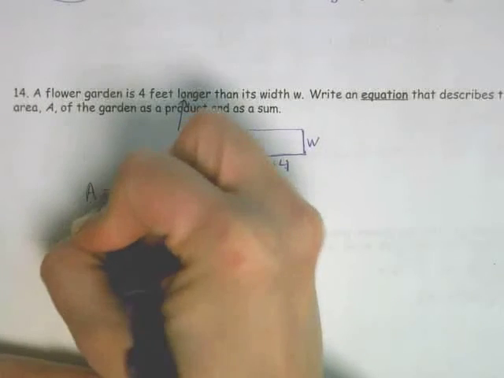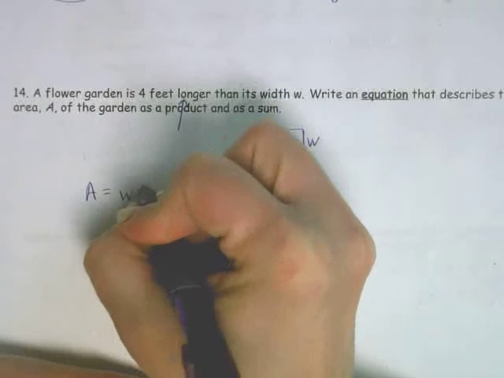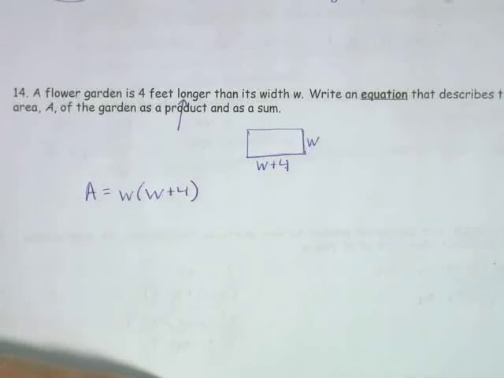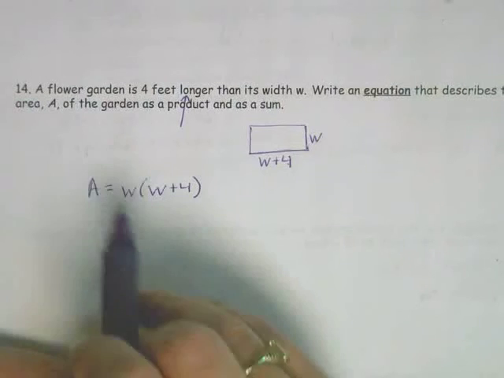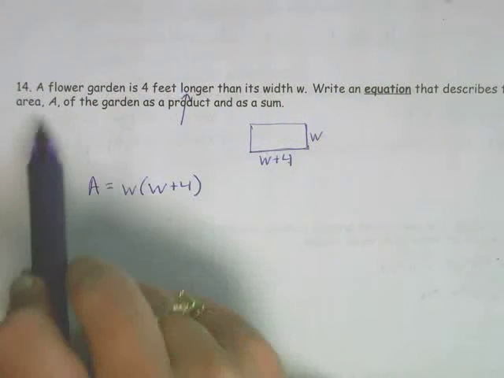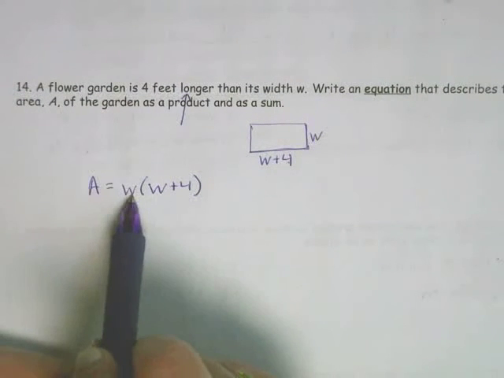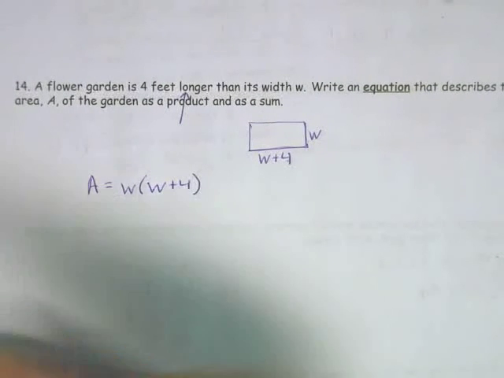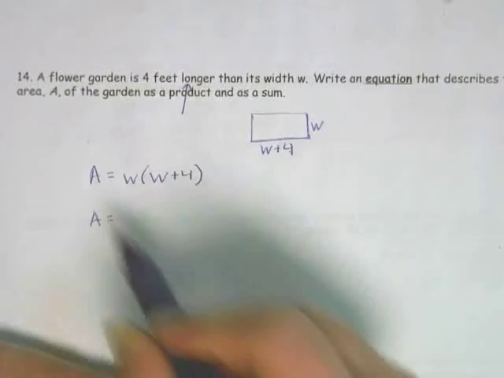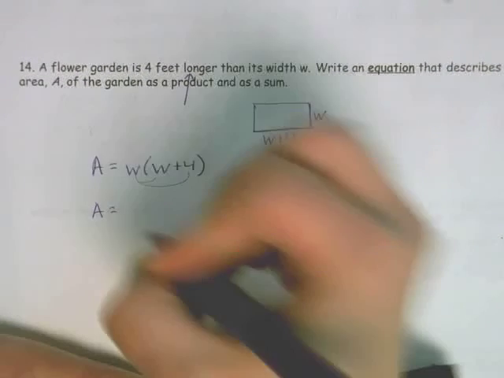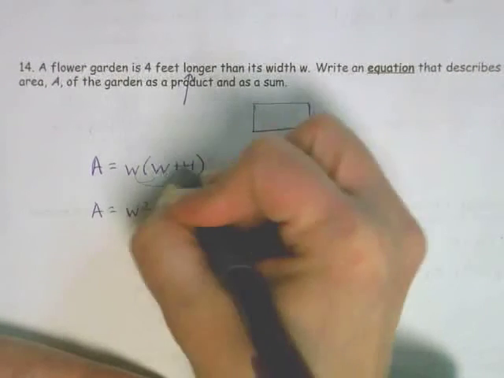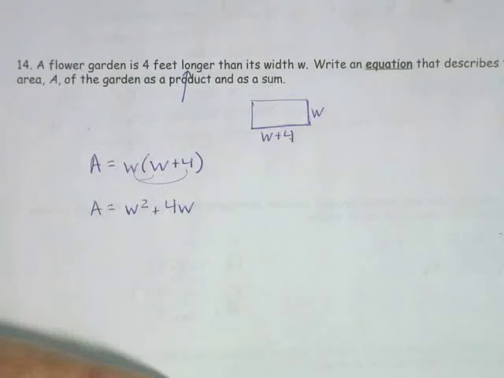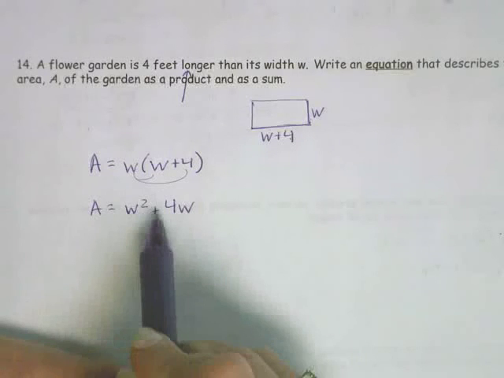So the area equals width times width plus 4, length times width, is going to be our area. So this is writing the equation as a product. This is multiplying two things. If we wrote it as a sum, it just means do the multiplication and get a polynomial. How would we simplify this? Do the distributive property, you would get w squared plus w times 4 is just 4w. That's writing it as a sum of two different things. So that's the way we can look at the area in a couple of different ways.